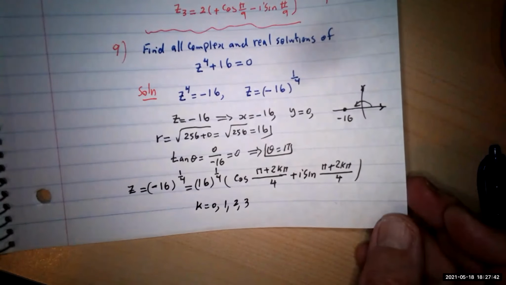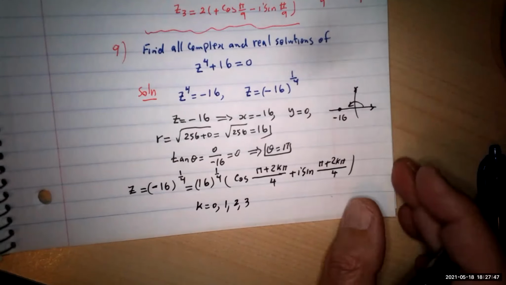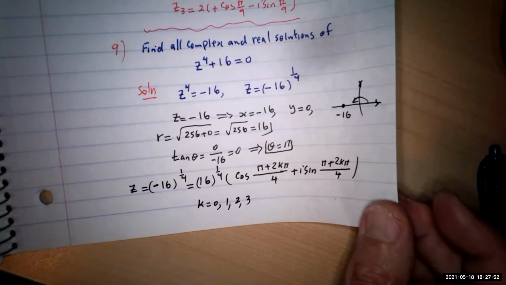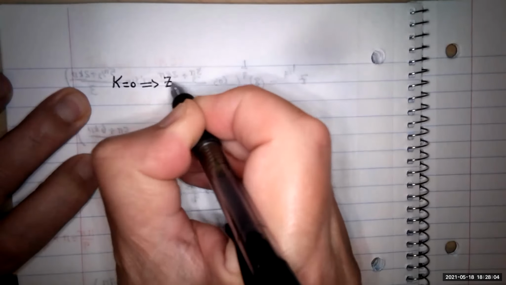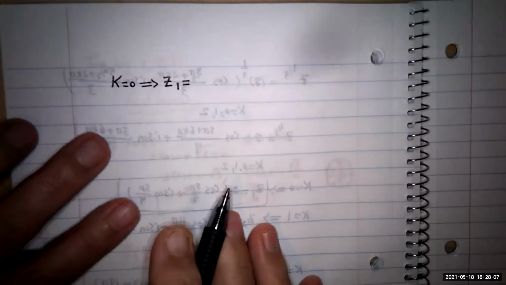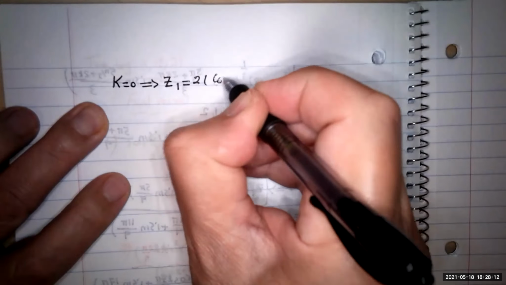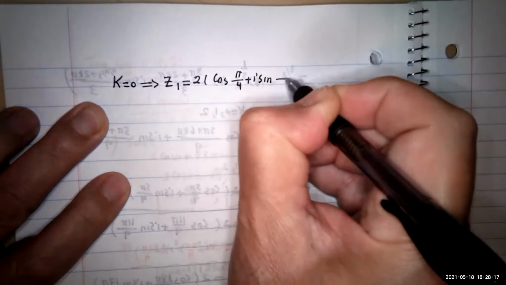So we put k equal to 0 to get the first one. If you put k equal to 0, that gives you cis of pi/4, and 16 to the quarter is equal to 2. So for k equal to 0, the first solution would be z1 is equal to 16 to the quarter, which is 2, times cis of pi/4. So the cosine of pi/4 plus i sine of pi/4.